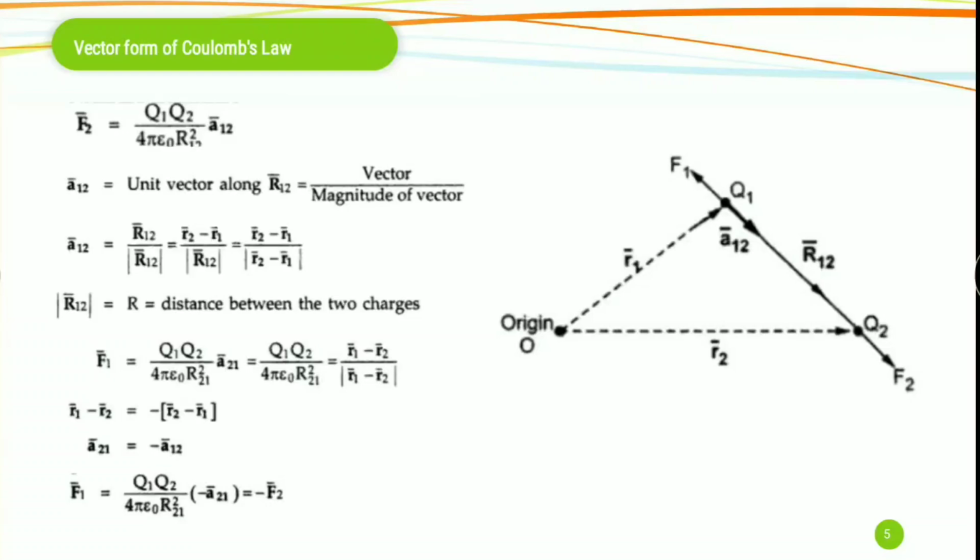Now the vector form of Coulomb's law is F2 bar is equal to Q1 Q2 by 4 pi epsilon naught R square 12 A bar 12. Here A bar 12 is a unit vector along the line joining Q1 and Q2. We know the unit vector A bar 12 is written as R bar 12 by mod of R bar 12. That is the definition of unit vector. We have already discussed it in the first session.